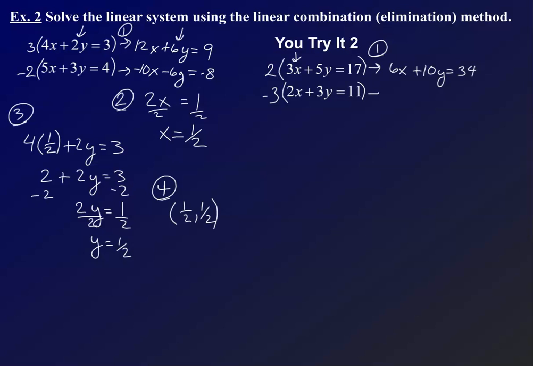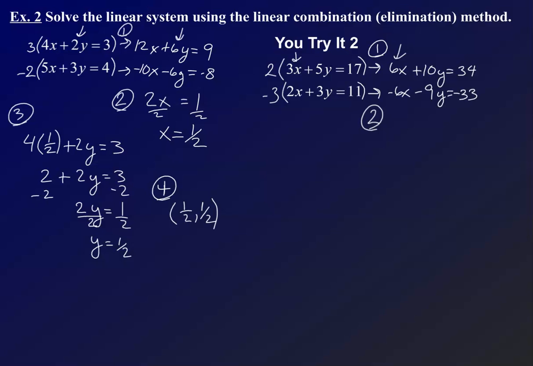Again, this is step 1. Negative 3 times 2 is negative 6x. Negative 3 times 3 is negative 9y. Negative 3 times 11 is negative 33. And again, if we look, now the x's are able to cancel, and we are able to work this problem out. So step 2 is to add.